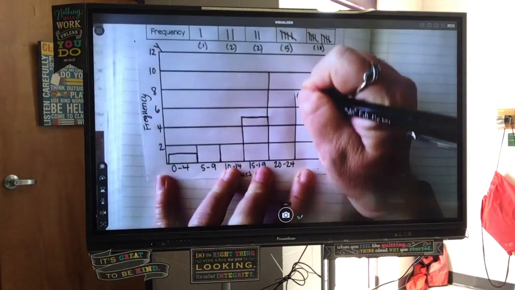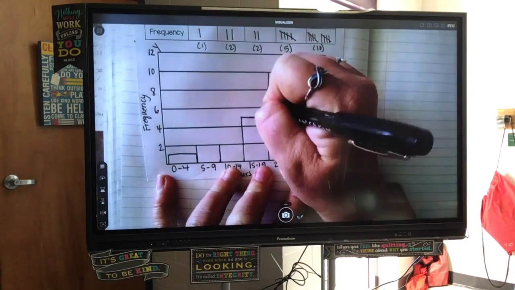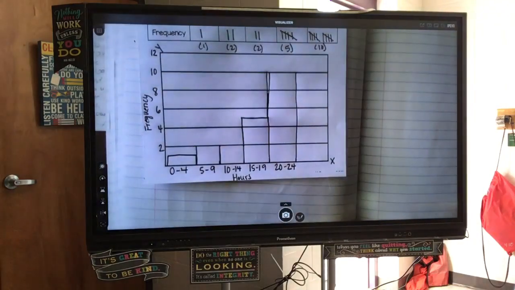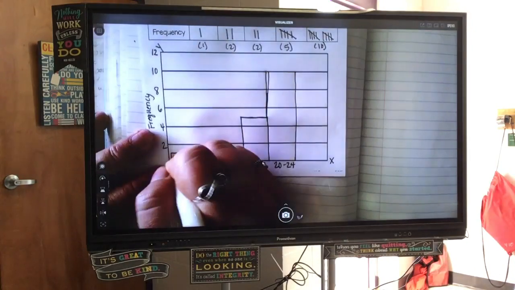And I'm really bad at drawing straight lines, y'all, so I apologize. And then I want you to add some color so you get a visual of what this is gonna look like.